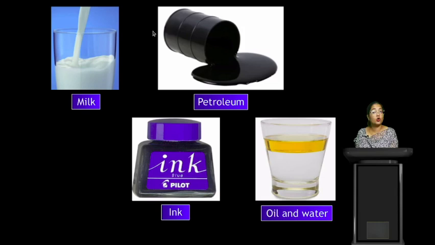Or do you think water and oil? Have you seen water and oil forming two different layers when put together? Can you dip your hand inside and take the oil out, or can you dip your hand inside and take the water out? Do you think that is possible? Do you think milk, petroleum, ink, or oil and water mixture can be separated using simple physical methods? No, right? We need some other methods to separate this. You cannot use hand picking or the filter funnel method to separate these.